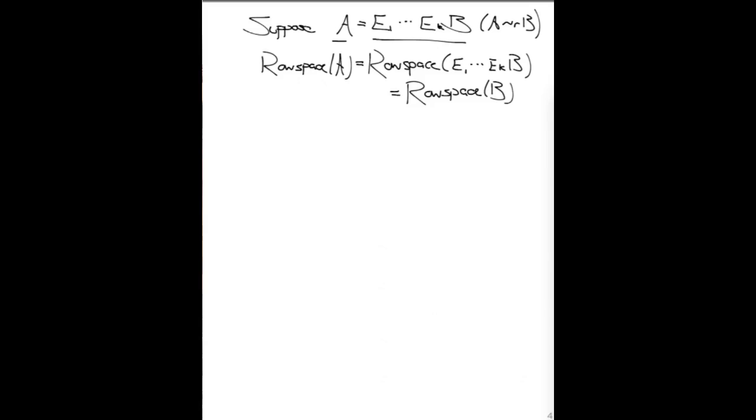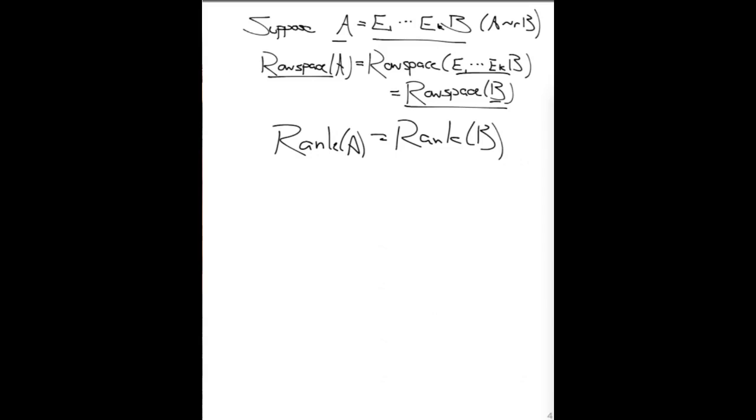So we observe that if A and B are row equivalent, they have the same row space. And so the row rank of A and B must be the same, but now we know that the row rank is just what we call the rank, and so we can conclude that the rank of A is equal to the rank of B. If A and B are row equivalent, they have the same rank.